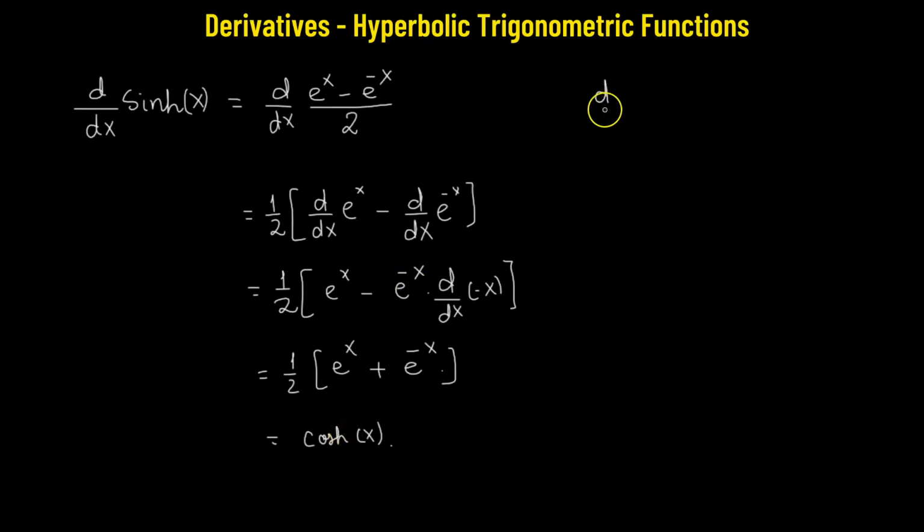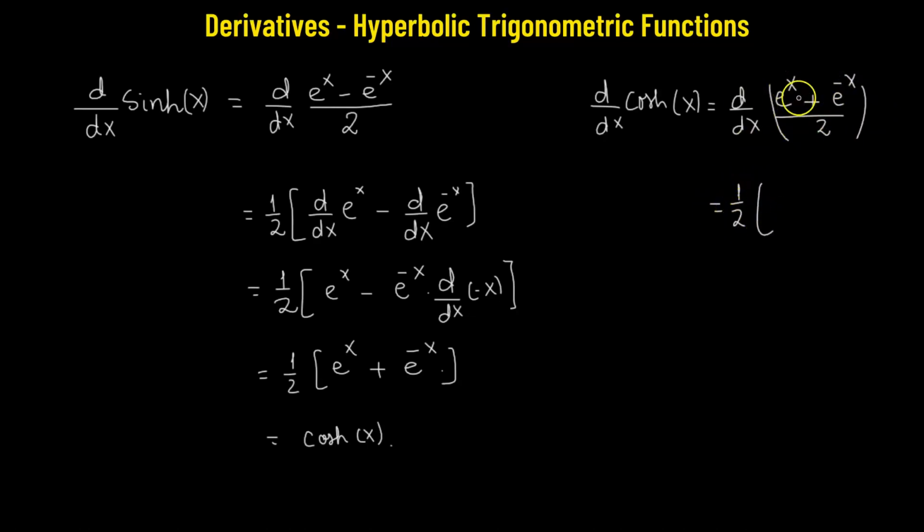Next, we can try out the derivative of the cosine hyperbolic function. Now, if you recall from the differentiation of the cosine function, that gives us a negative sine function. But in this case, there will be no negative sign here. So let's try that out. For cosine hyperbolic x, we have e raised to the power of x plus e raised to the power of negative x, divided by 2. Following the same procedure, we should get half of the derivative of e raised to the power of x, which is e raised to the power of x.